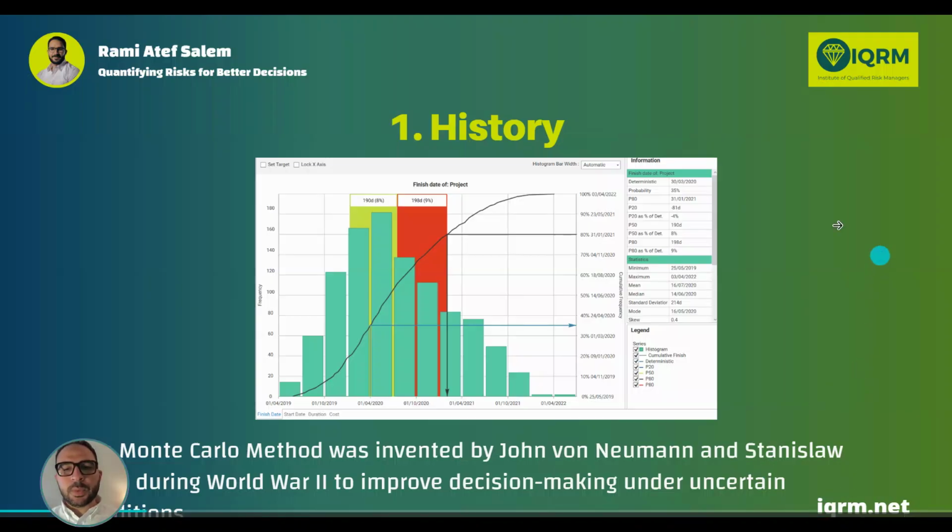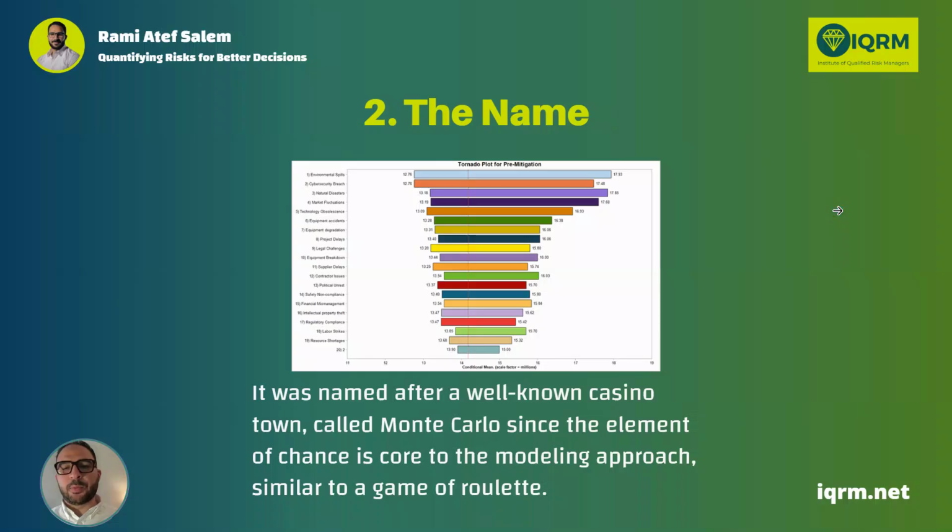The name came from the well-known casino town Monte Carlo, because there is an element of chance, and Monte Carlo simulation as a method is mainly focused on counting different chances of different scenarios. It was called Monte Carlo since it's similar to gambling and to the probabilities and chances of every gamble.